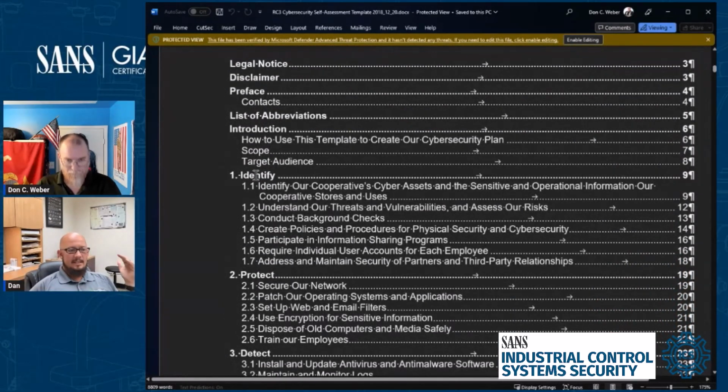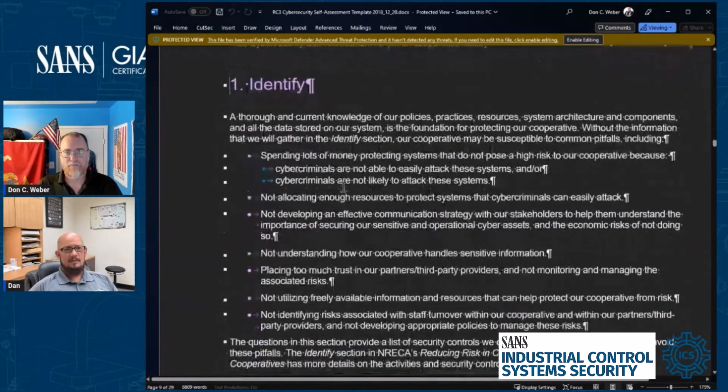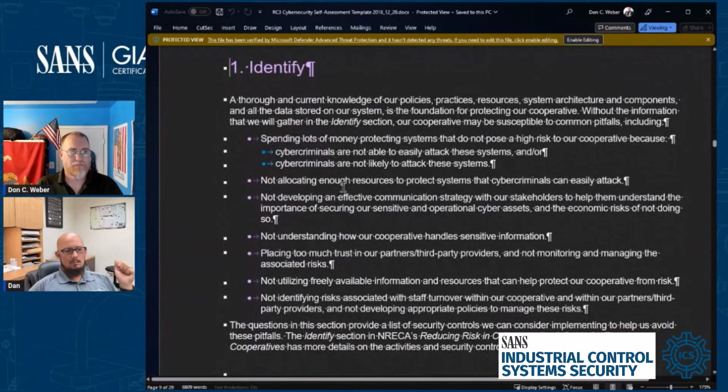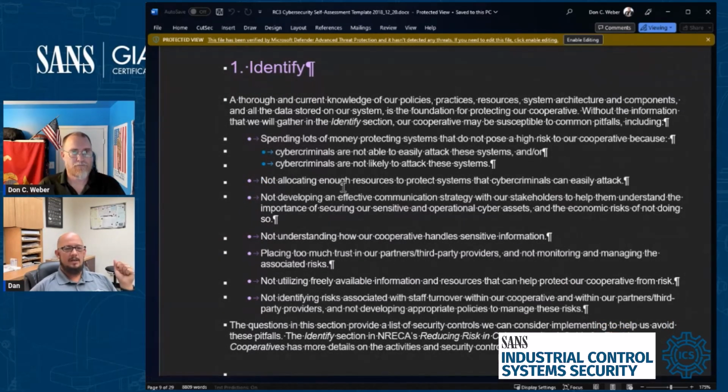So digging in and asking those tough questions on, where's your device inventory? How often is it updated? A lot of those kind of questions are what we're going to find in the identify section of the assessment.